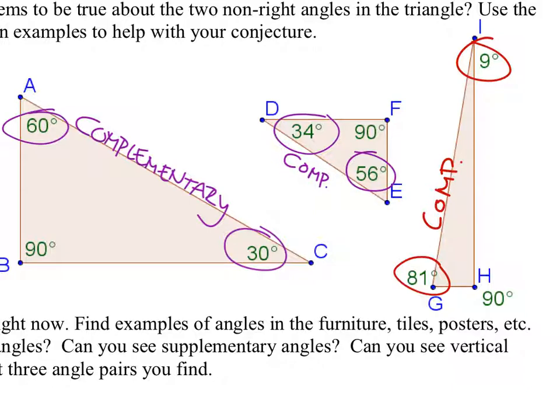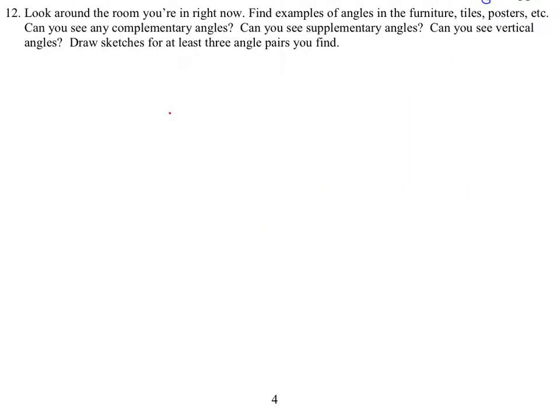Right angles. Complementary. Look around your room right now. Find examples of angles in the furniture. There's no real furniture in here. Tiles, posters, etc. Can you see complementary angles? Yes, we can. Lots of them. They're all over the place. They're in the ceiling tiles and the bricks and the papers. There's some on the triangles right there in front of you. The desk. There's a ladder over there, a microwave, some cupboards.